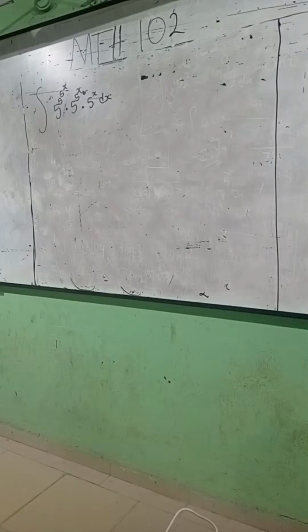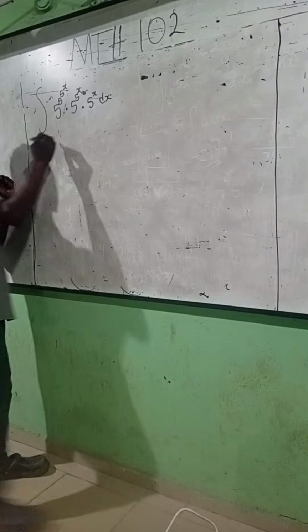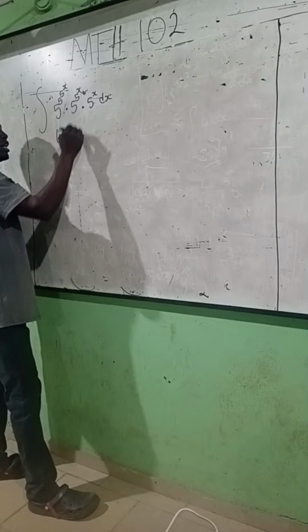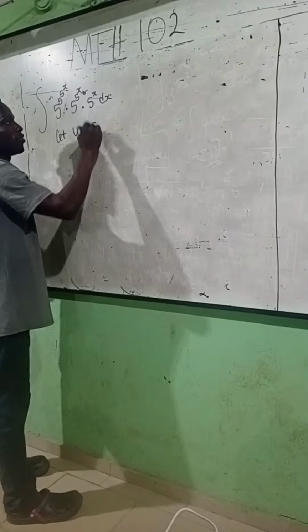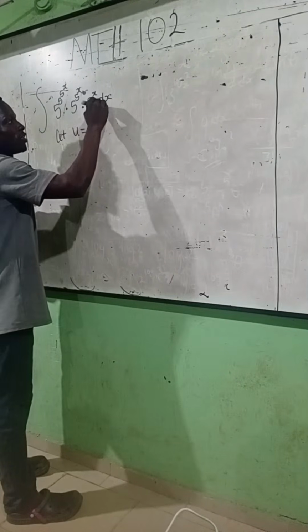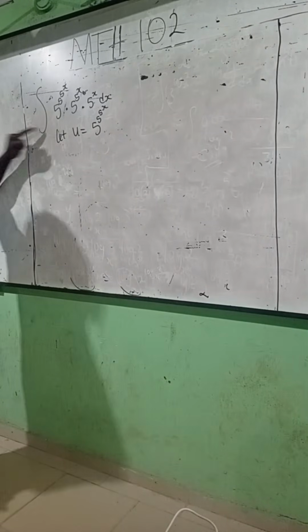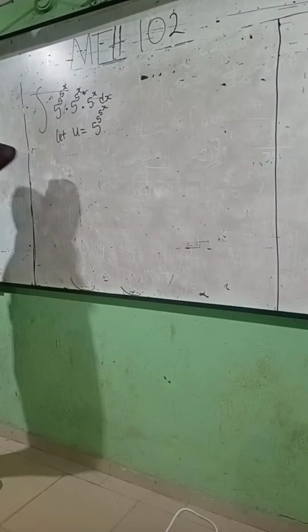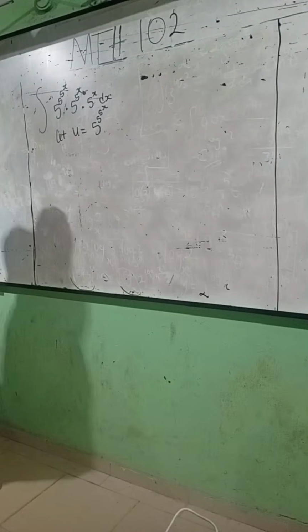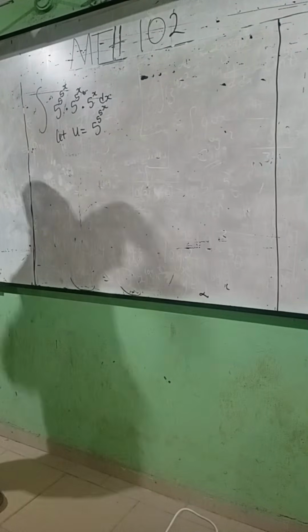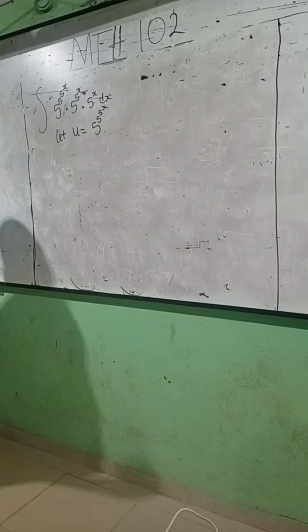Now, let u be equal to 5 raised to power 5 raised to power 5 raised to power x. Why? Because if you differentiate it, it's going to give birth to everything here again, such that if you make dx the subject of the formula, it will cancel. At the end of the day, you are integrating u du.